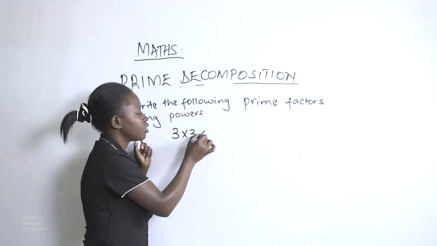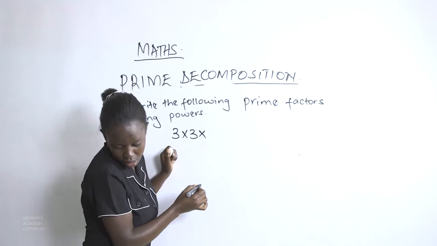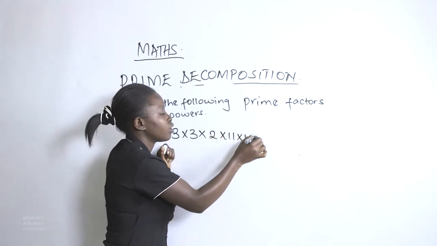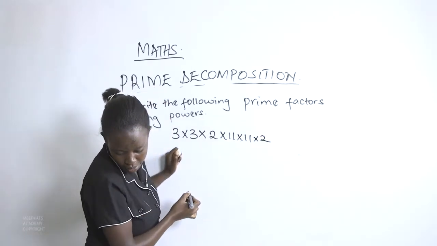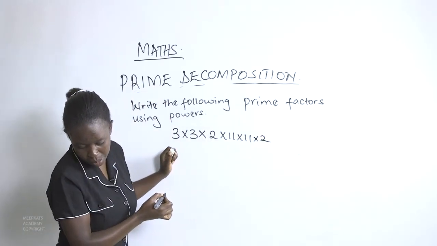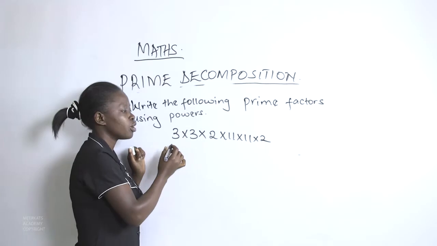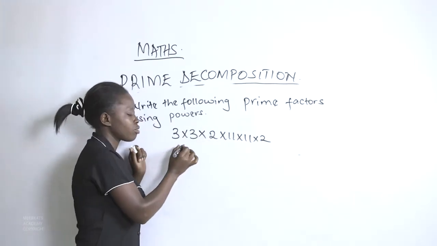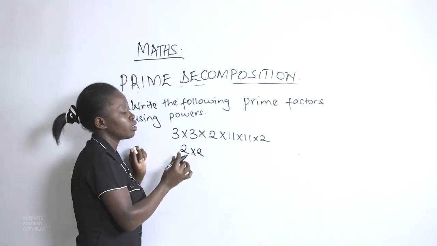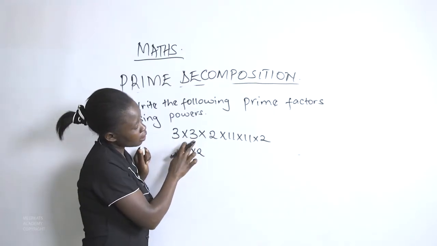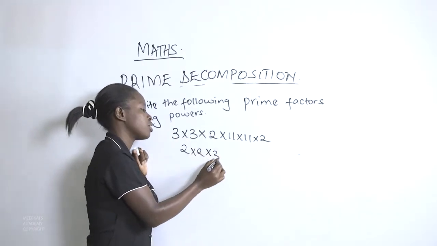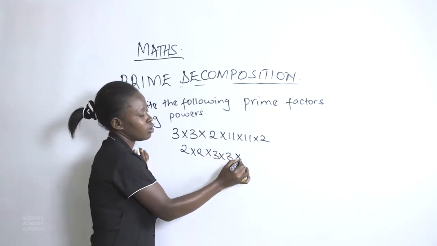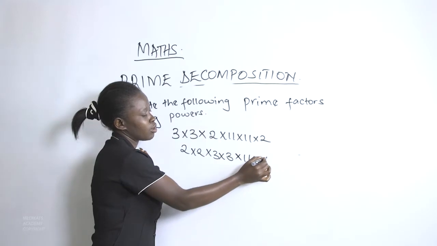3 times 3 times 2 times 11 times 11 times 2 is another set of prime factors that we have. So our lowest prime factor, we have 2 appearing twice, so I have 2 times 2. 3 is appearing twice, so I have 3 times 3. 11 is also appearing twice, I have 11 times 11.